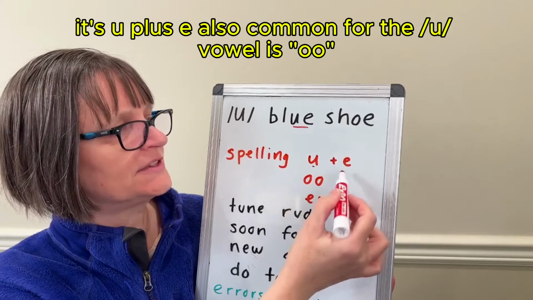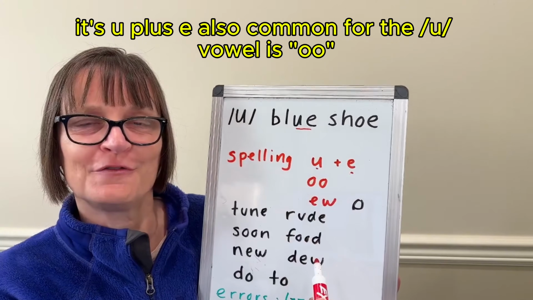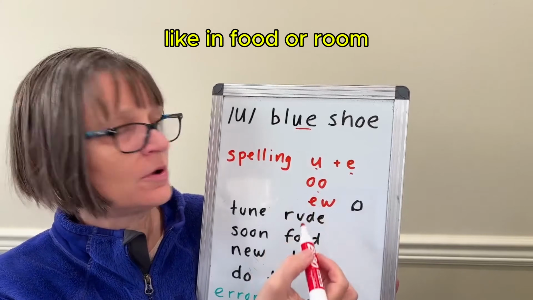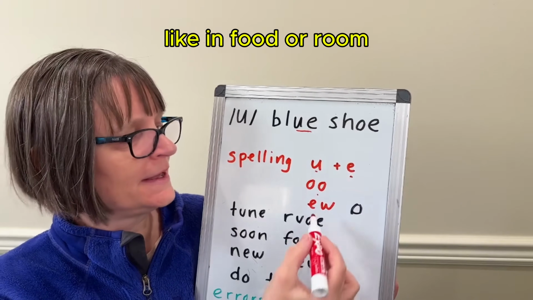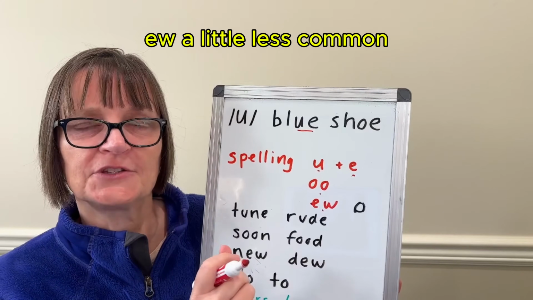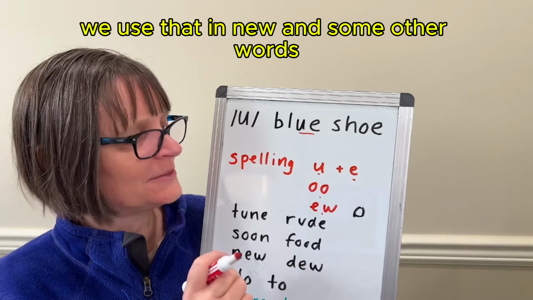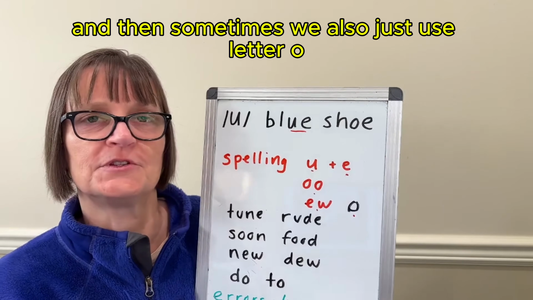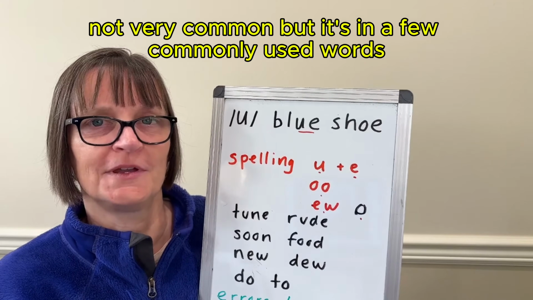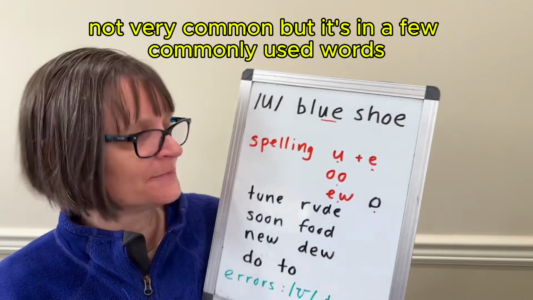It's U plus E. Also common for the oo vowel is OO, like in food or room. EW, a little less common. We use that in new and some other words. And then sometimes we also just use letter O. Not very common, but it's in a few commonly used words.